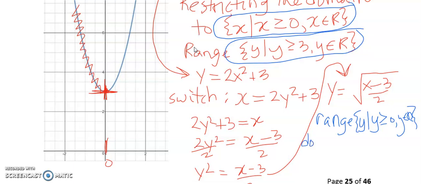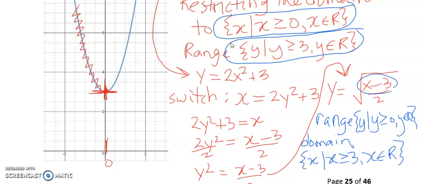So your domain will be, how much time do I have left? Oh, I've got over a minute, so I've probably got lots of time. The domain will be x such that x is greater than or equal to 3. X belongs to the real numbers. It's the same as the range of the inverse, you see? That's obviously true because if x was less than 3, this would be negative. And you can't take the square root of a negative number, not in this chapter, because we're only dealing with real numbers.